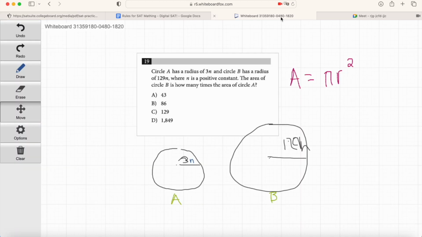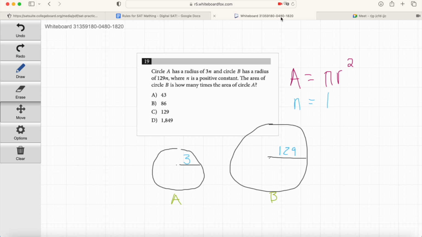Okay, so I'm going to set this value for n. Let's just make it 1. If n is 1, what's the radius of circle A? What is the radius? Right now it's 3n, but if n is 1, the radius of circle A is 3. So I'm just going to put a 3 there. And then of course the radius of circle B, if it's 129n and n is 1, it's just 129. So I'm just going to put 129 there for the radius of circle B.